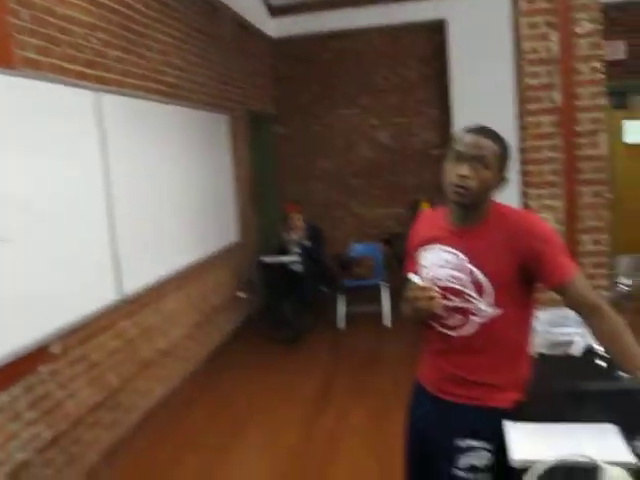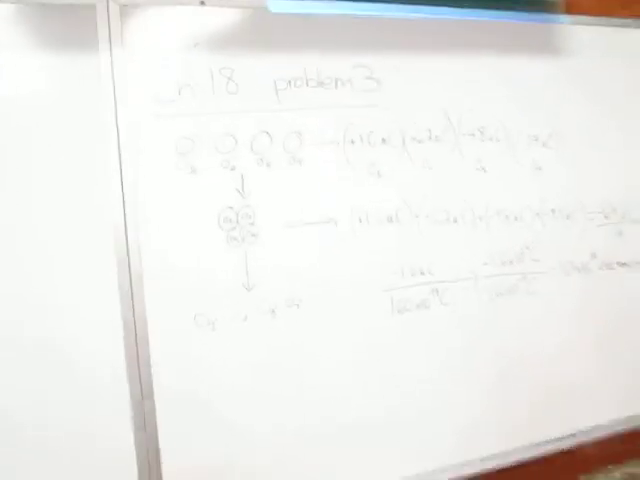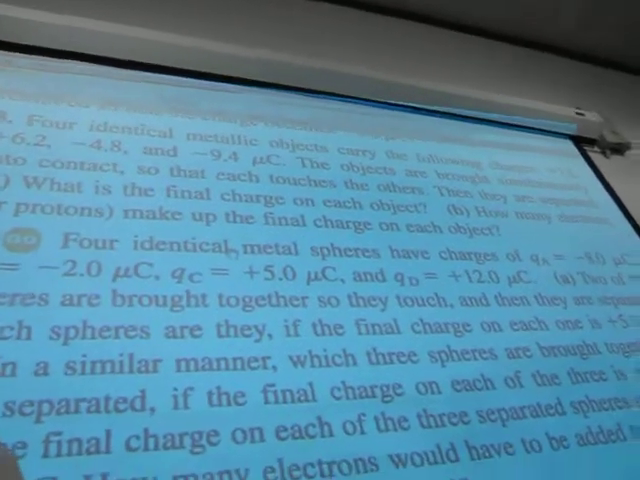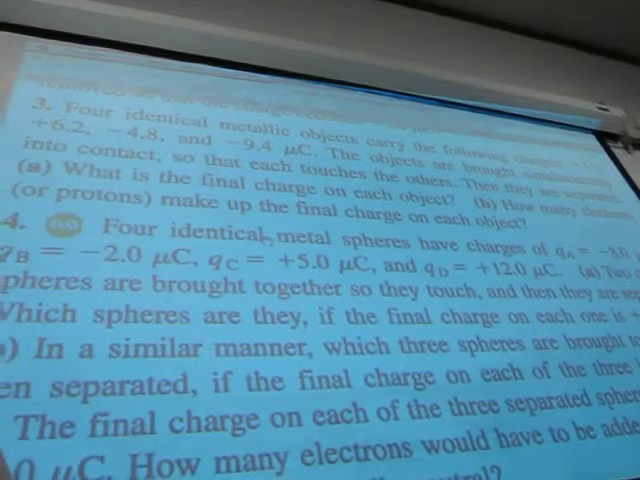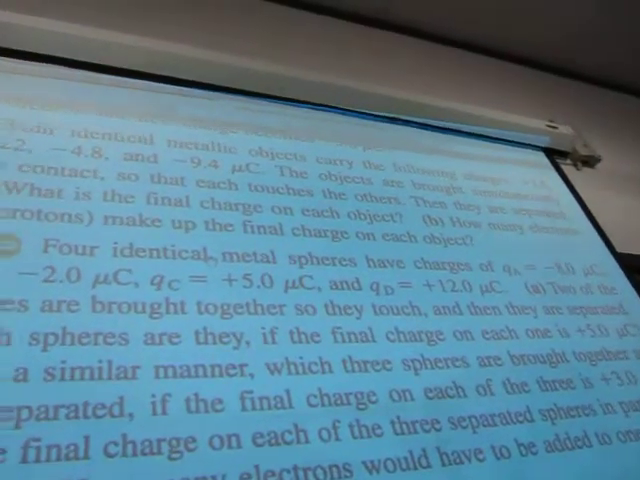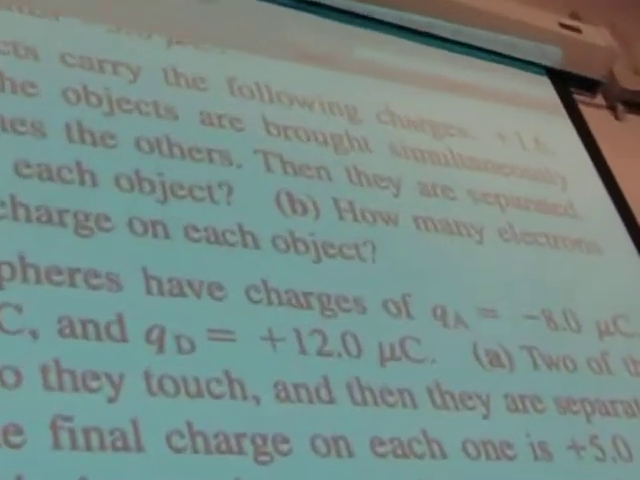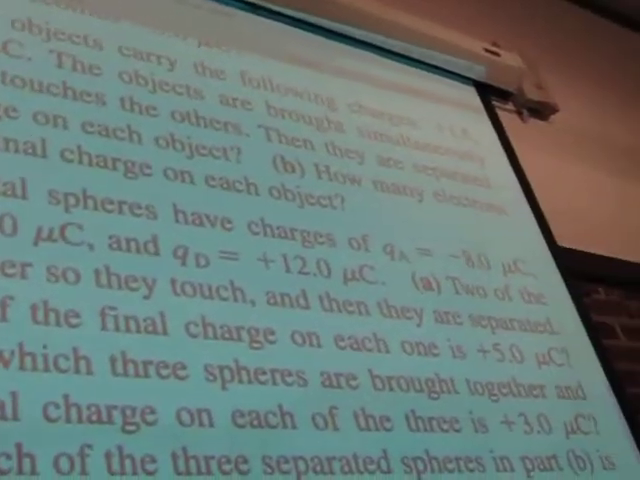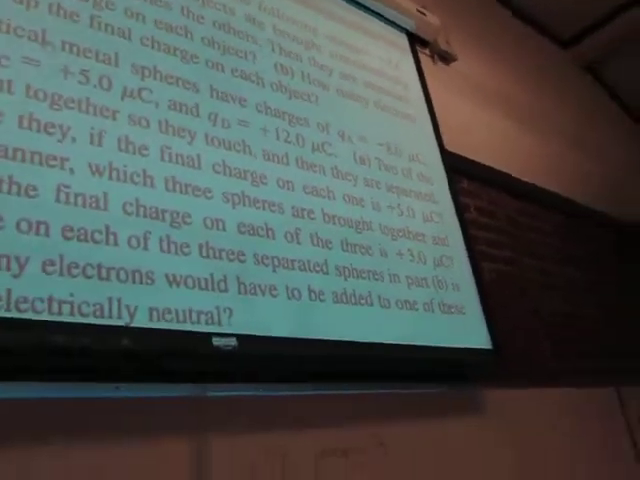Okay. I'll be doing chapter 18, problem 3. And the problem reads, 4 identical metallic objects carry the following charges: plus 1.6, plus 6.2, negative 4.8, and negative 9.4 microcoulombs. The objects are brought simultaneously into contact so that each touches the others. Then they are separated. A, what is the final charge on each object? And B, how many electrons or protons make up the final charge on each object?